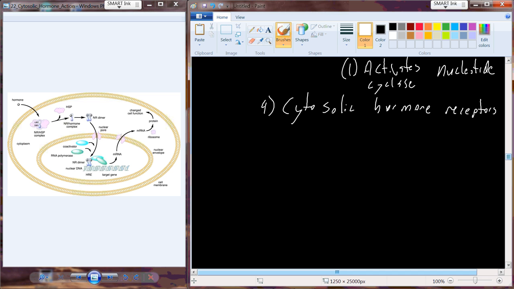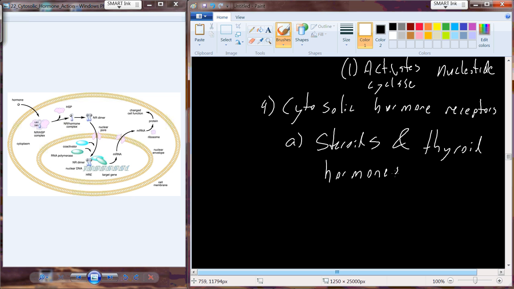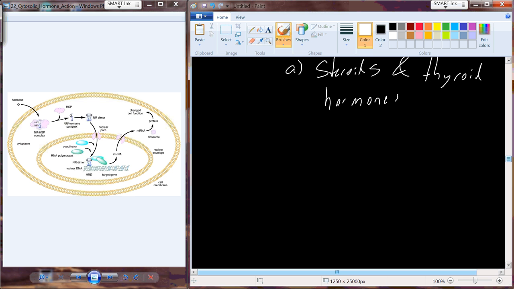And so we do have these proteins that are just going to be dissolved within the cytosol. The main hormones that utilize these particular systems are the hormones that can cross through the membrane, which include the steroids and the thyroid hormones. Okay, so the precursors are lipid in nature. Okay, so the steroids and the thyroid hormones.